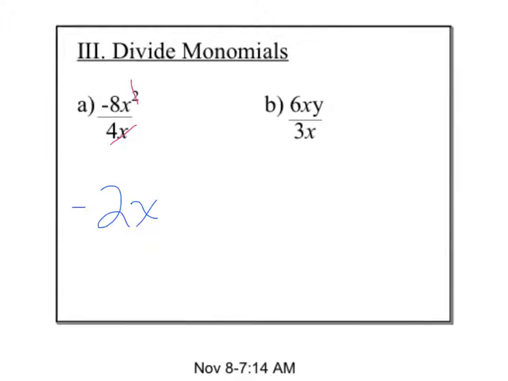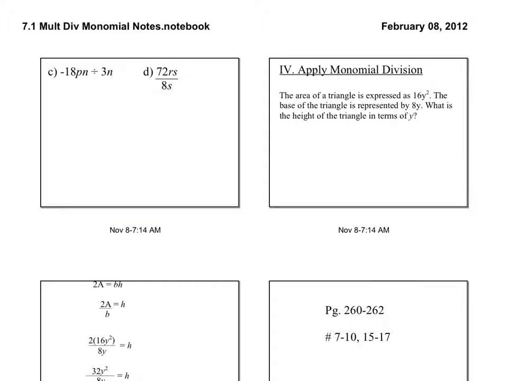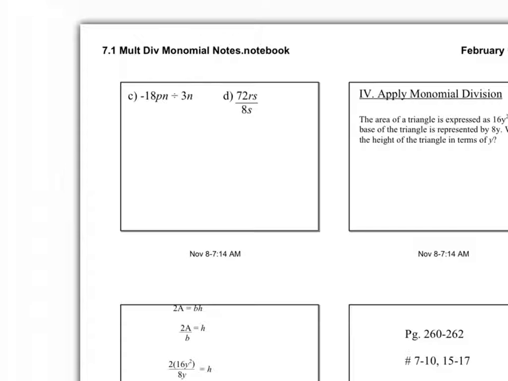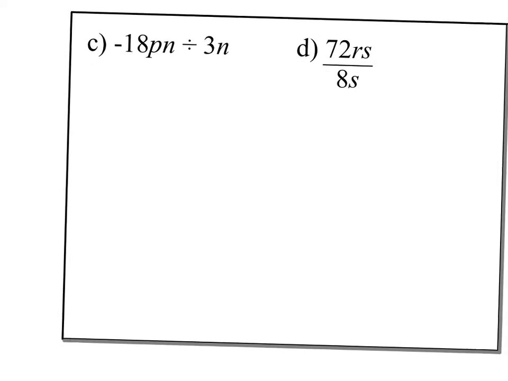For b, again, divide the coefficients, so 6 divided by 3 is 2. The x will cancel, leaving you with just 2y. For these two, again, try them on your own.